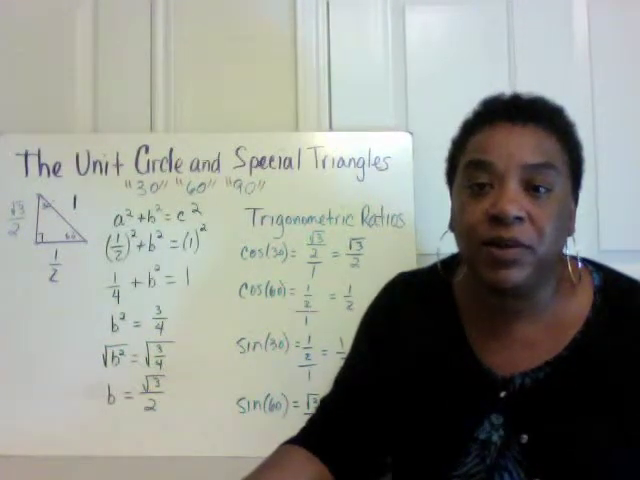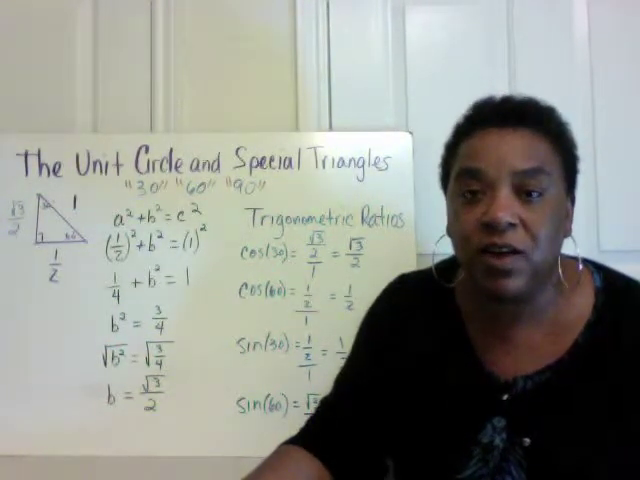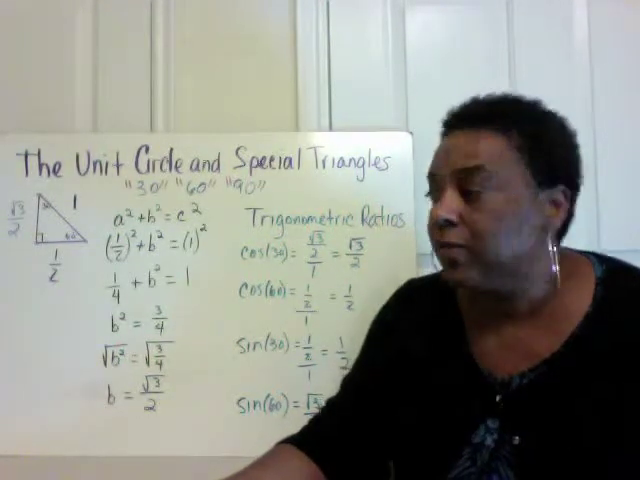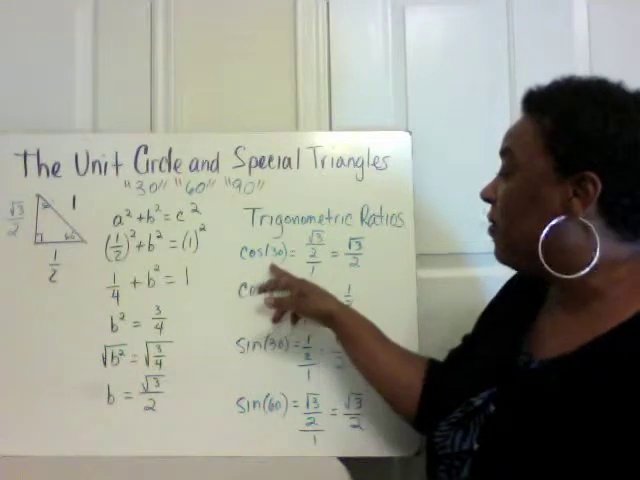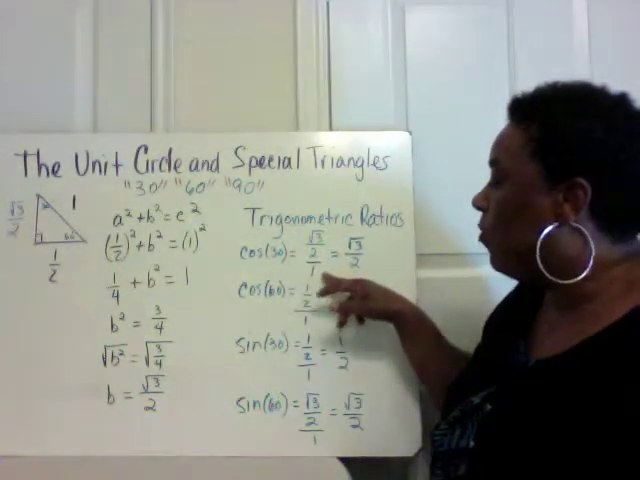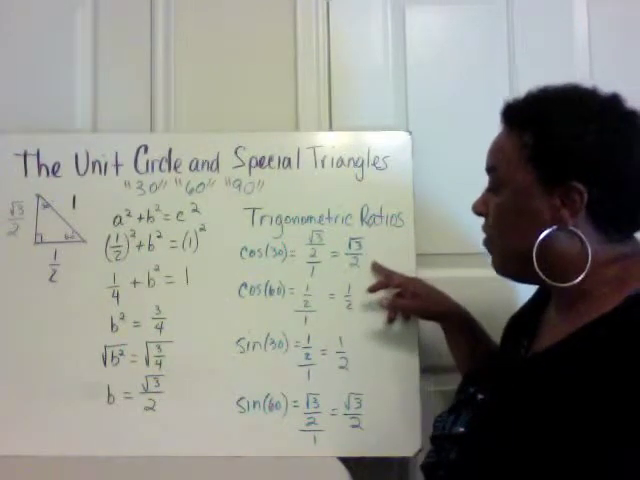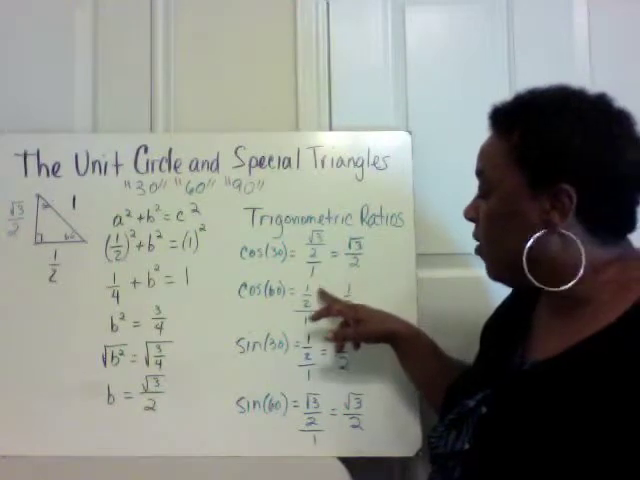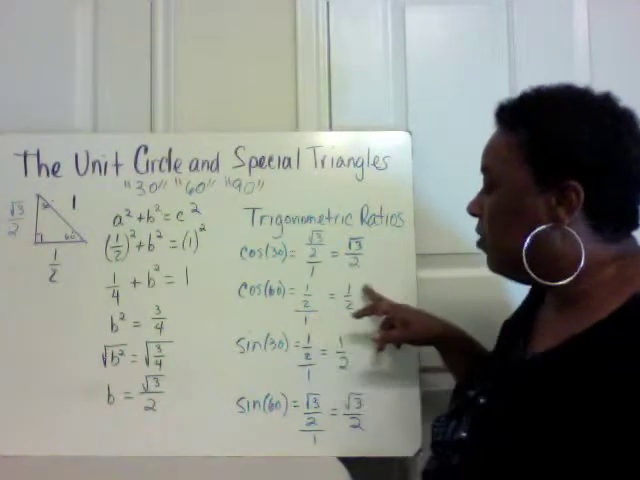So now we can create trigonometric ratios for our 30 degree angles and our 60 degree angles. So cosine of 30 degrees is the square root of 3 divided by 2 over 1, which is the square root of 3 divided by 2. Cosine of 60 degrees is going to be 1/2 divided by 1, which equals 1/2.